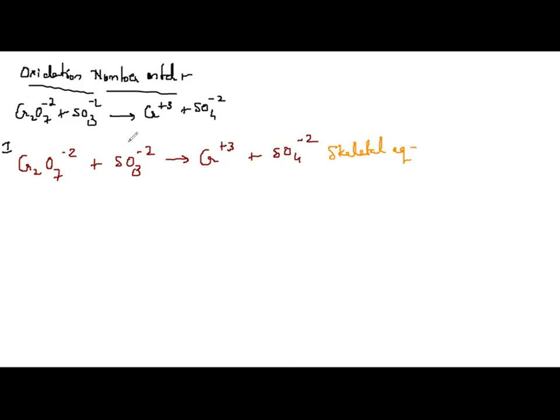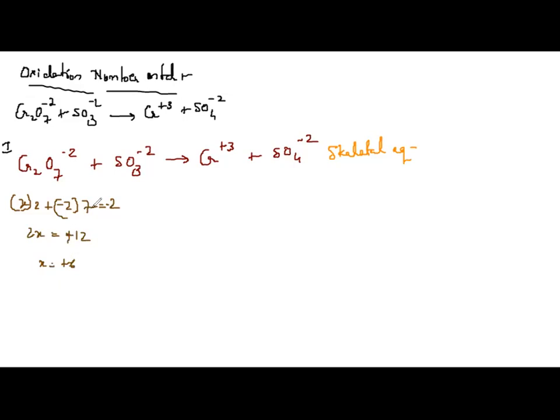Let me first calculate the oxidation numbers. So this is x into 2 plus minus 2 into 7 is equal to minus 2. So 2x minus 14 is equal to minus 2. The minus 14 goes to that side and becomes plus 14, so it becomes plus 12. So x will be what? It will be plus 6.